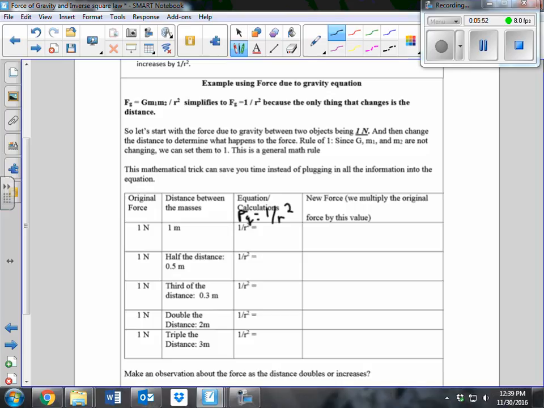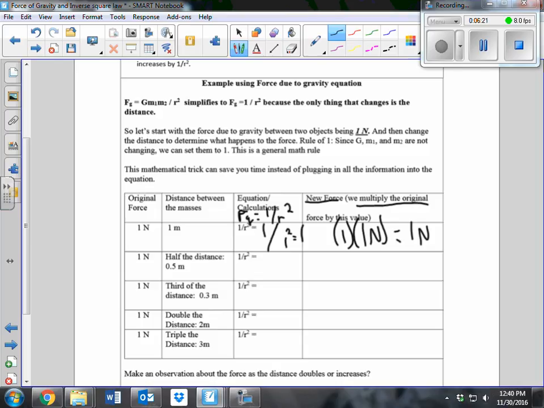Anyways, so 1 over r squared. So 1 divided by 1 squared equals 1. So this is the factor that the original force gets multiplied. So the new force is we multiply the original force by this value. So 1 multiplied by 1 Newton equals 1 Newton. That should seem a little obvious. We didn't change distances. That's the force when it is at that distance.